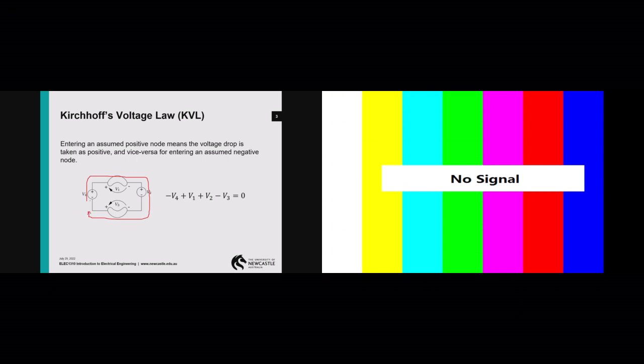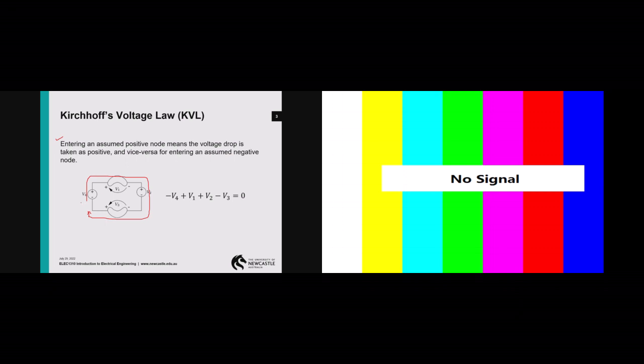Once you draw a loop, what you need to do is travel along this loop and sum up all the voltages that you can see along the components, okay? Right. So let's start with this. Another key point to take note of is that when you travel along the loop and get across each of the voltages, how are you going to assign a polarity to them? It's fairly simple. What you can see from this statement is that entering an assumed positive node means that the voltage drop is taken as positive. Vice versa, if you enter an assumed negative node, you will take a negative voltage, right?